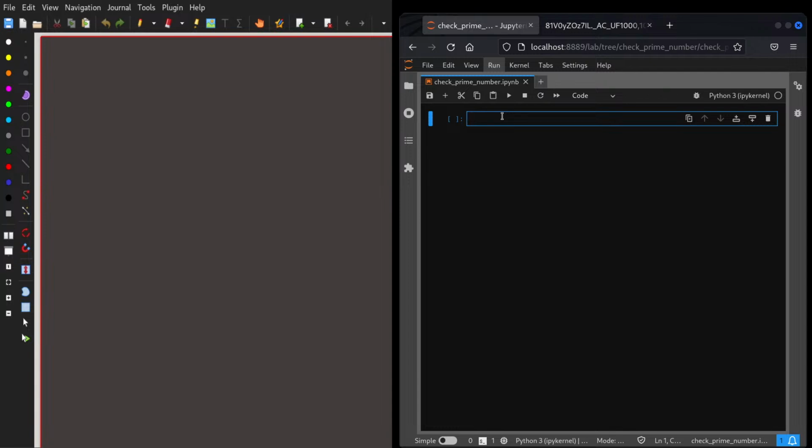Today we are going to solve a problem. The problem is to check whether a given number is prime or not. Let's start the coding problem first. This is the problem statement.